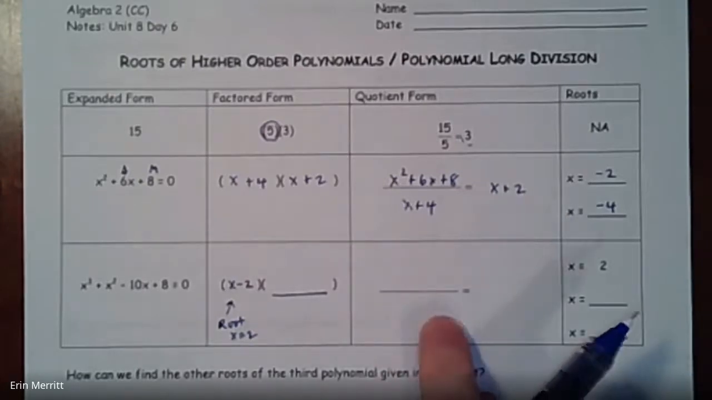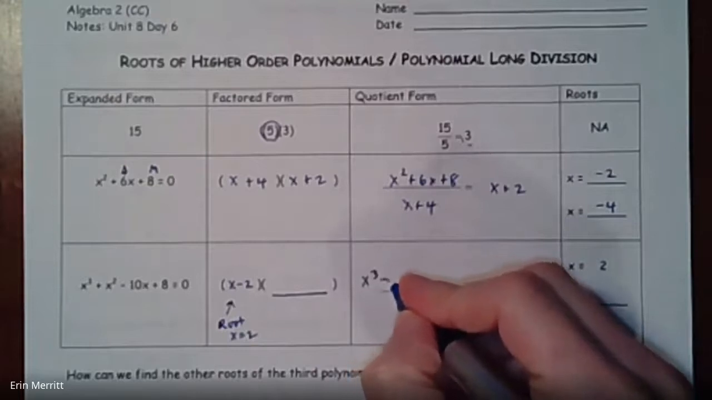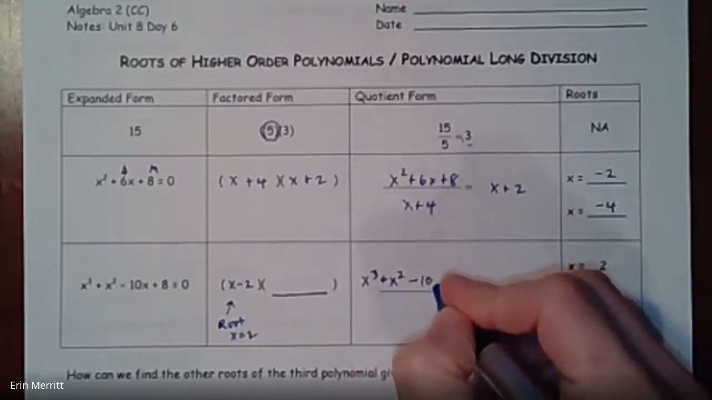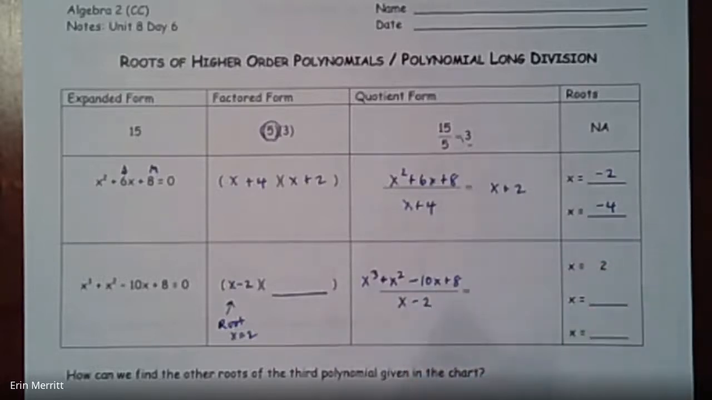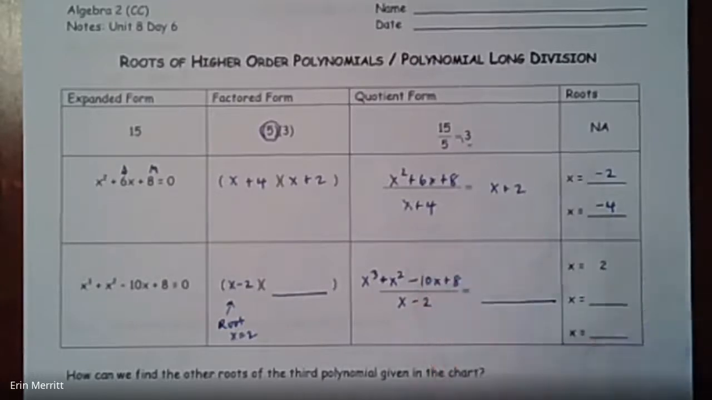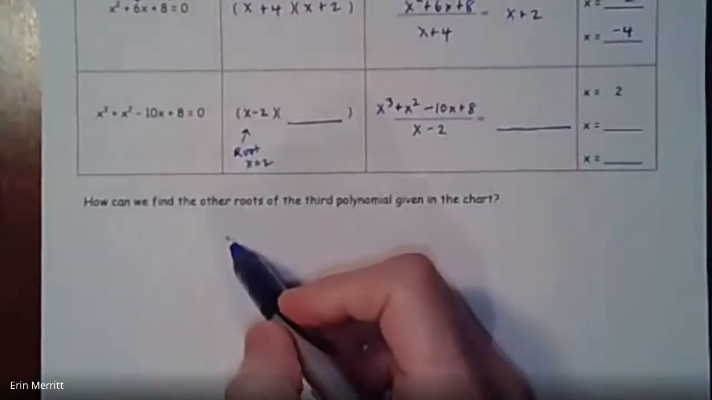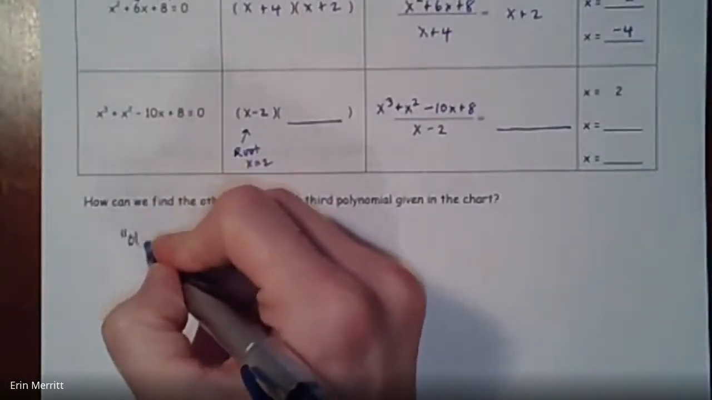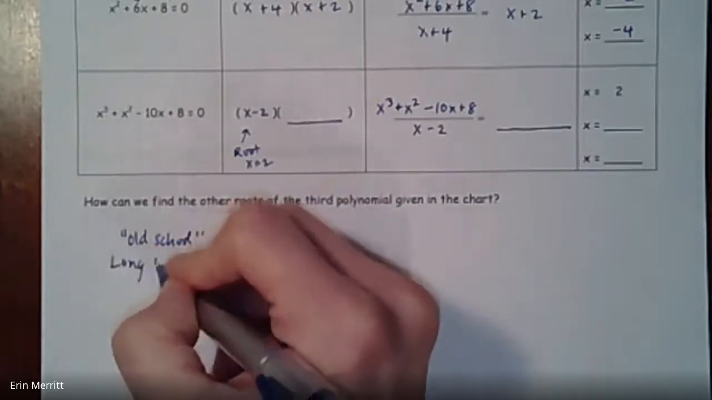So what our goal is, rather than going here first, let's come over here and take x cubed plus x squared minus 10x plus 8. And if we can divide it by that factor of x minus 2, that'll get us the answer that we need over here. To be able to do this, here's where long division comes in, because we are dividing the polynomial by one of its factors. So as a little reminder, let's call it old school long division.